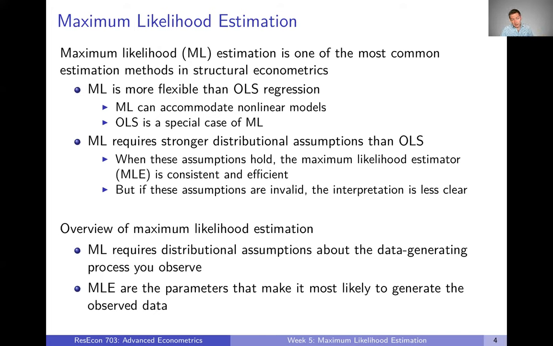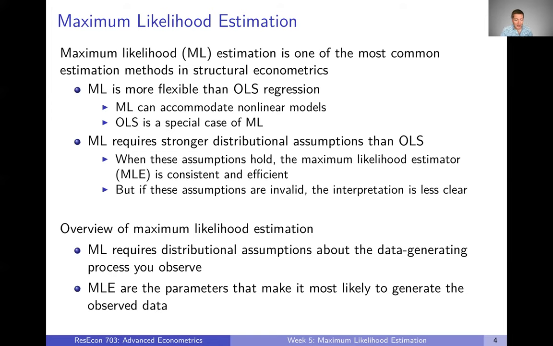There are always trade-offs though. That flexibility comes because we are required to make some stronger distributional assumptions than we have to make in OLS. When those assumptions hold, we get some really nice properties. The maximum likelihood estimator is consistent and efficient, which are two things we generally want from our estimators. But if these assumptions are invalid, then the interpretation of our maximum likelihood estimator is a little less clear. And we'll talk about these assumptions throughout this whole set of videos.